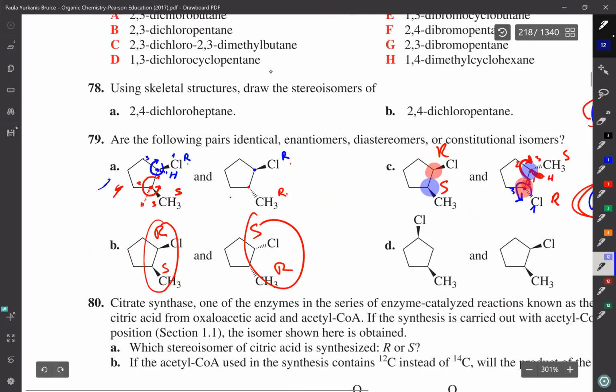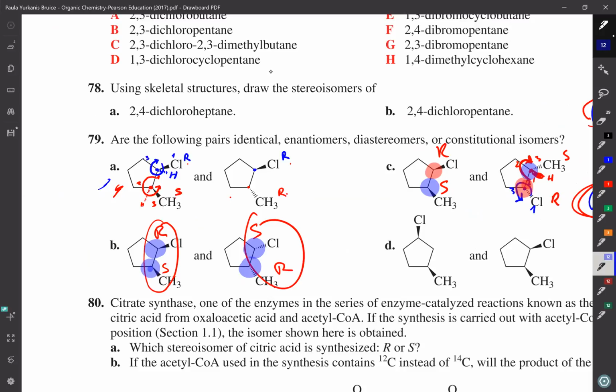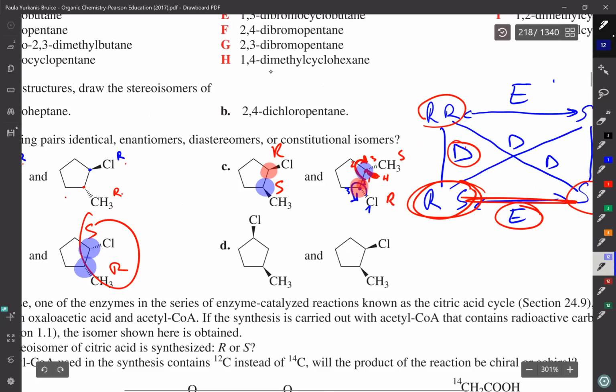It's different from B. In B, the center with the chlorine is R, and here the center with the chlorine is S. So they are opposite. The center with the methyl group is S, the center with the methyl group is R. So they are opposite. So these are exact opposites of each other. This is why E is enantiomer, but C will be identical. Does that make sense? So we should be comparing each center. That's what I mean by exact opposite. Not just opposite, but exact.